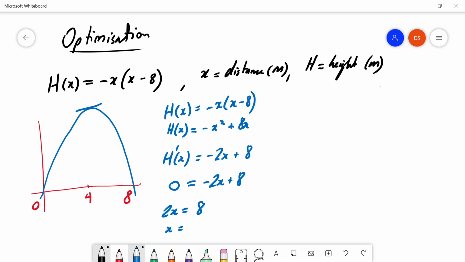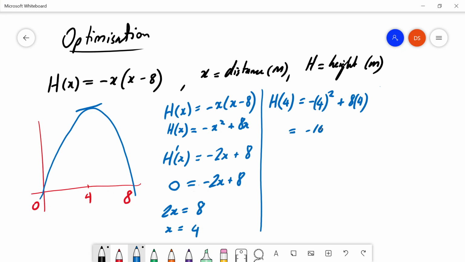So x is equal to 8 divided by 2, which is 4. Which is exactly what we predicted because we know about parabolas. But it's good to use calculus. Now I'm going to substitute x equals 4 into the height equation. Negative 4 squared plus 8 times 4, negative 16 plus 32. The height is 16 meters. So the tallest point of the bridge is 16 meters tall, and that happens when x equals 4.